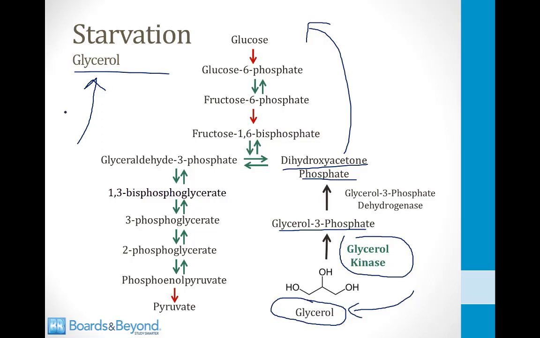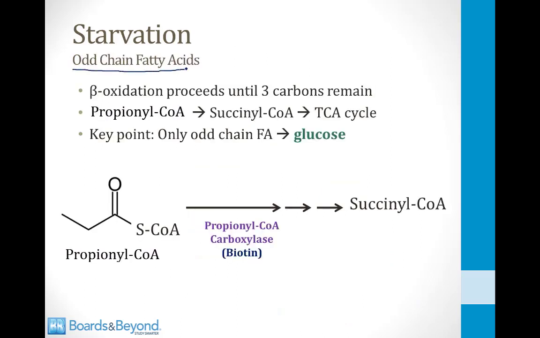Finally, odd-chain fatty acids can also be used as a source of carbons for glucose via gluconeogenesis. Normally, beta oxidation completely consumes fatty acids, but this is different in the case of odd-chain fatty acids that have an odd number of carbons, for example, 9 or 11 or 13. In the case of odd-chain fatty acids, beta oxidation stops when 3 carbons remain.